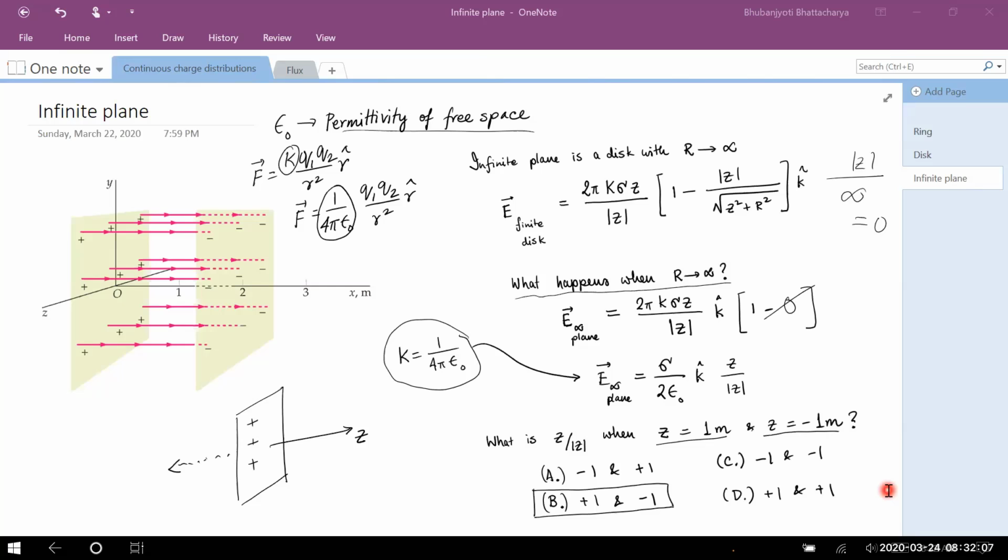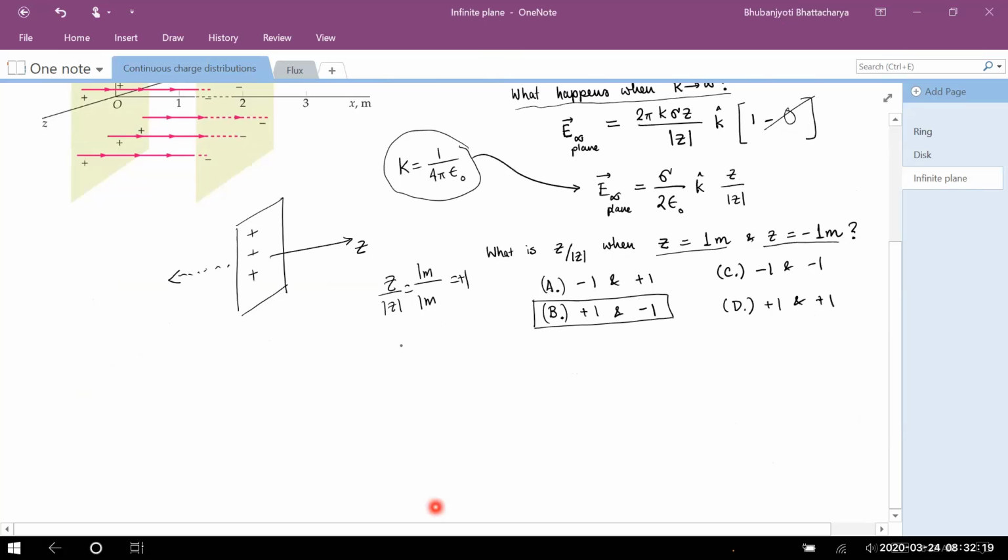If z was equal to 1 meter, z divided by magnitude of z is going to be 1 meter divided by magnitude of 1 meter. That's going to be just plus 1. And if z was a negative number, z over magnitude of z will be negative 1 meter divided by magnitude of negative 1 meter, which is just 1 meter. So negative 1 meter divided by 1 meter, and we'll get negative 1. So this is the correct answer.